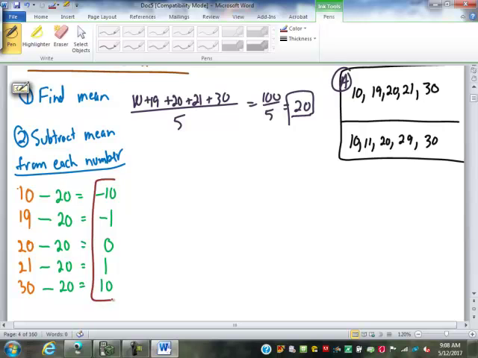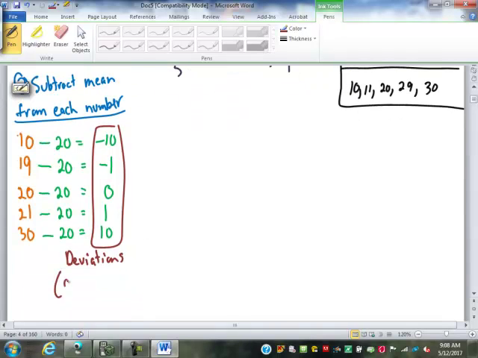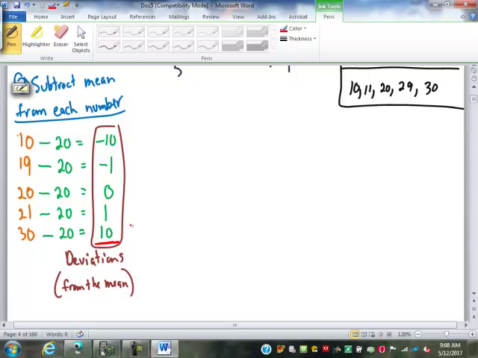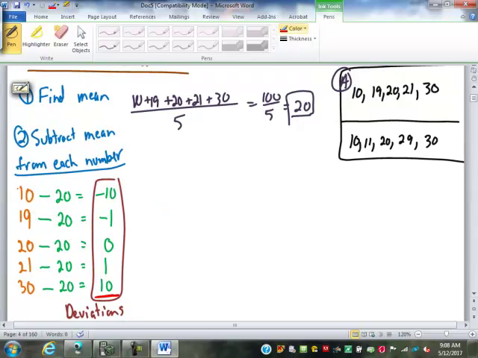What I have there is called the deviations, or sometimes called the deviations from the mean. That's just how far each number in that list is away from the mean. If you wanted to double check your work at this point, if I were to add all those numbers up, the deviations should add to 0. That should always equal 0, so it really doesn't tell us much at this point. So it's not part of our calculation. It's just one way to double check.